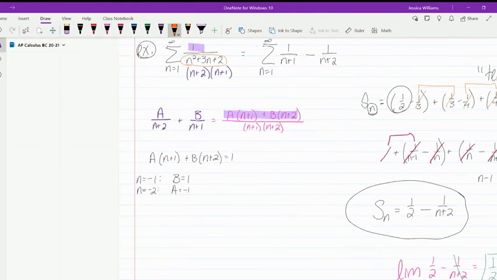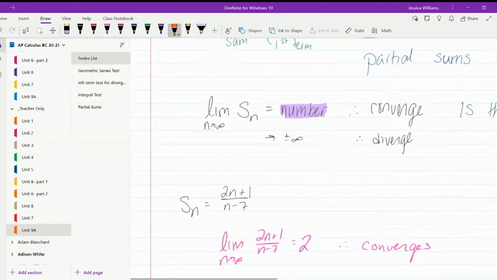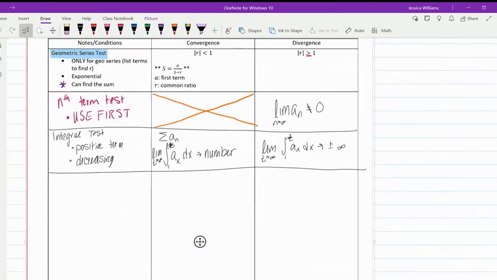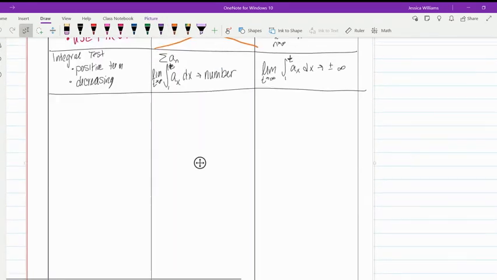All right, let's go to the salmon. I wish mine was salmon in here. Maybe I'll just color it one day.